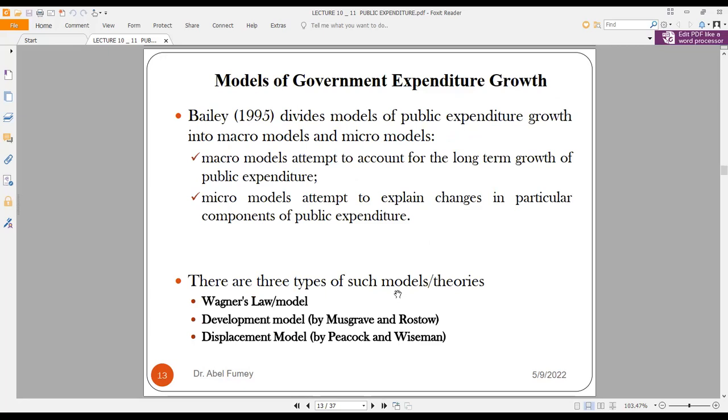All right, let's look at the models of government expenditure growth. These growth models are grouped into macro models and micro models.